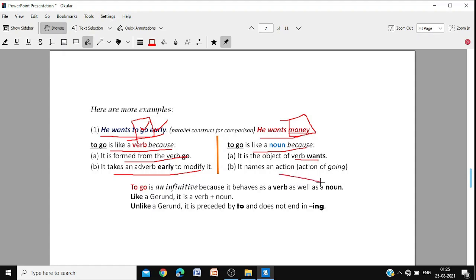It names an action. To go is an infinitive because it behaves as a verb as well as a noun. Like a gerund, it's a verb plus noun. Unlike a gerund, it's preceded by to and does not end in ing. It is a verbal noun, partly a verb and partly a noun. It is the object of the verb wants, just as in he wants money. And also, like a verb, it can take an adverb, early, adverb of time.